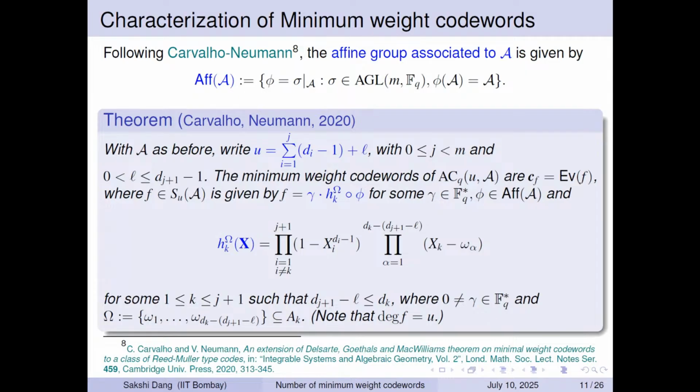that every minimum weight codeword in this case of nested subfields is given by evaluations of the polynomial f, where f is equal to h_k,omega composed with phi, where phi is an element of the affine group, and h_k,omega is again a nice polynomial which is a product of linear factors. So the crucial parameters here are k and omega, where k is such that d_k is greater than or equal to d_(j+1) minus l, and omega is a subset of size d_k minus d_(j+1) minus l, where j and l are uniquely determined depending on the u that we start with.